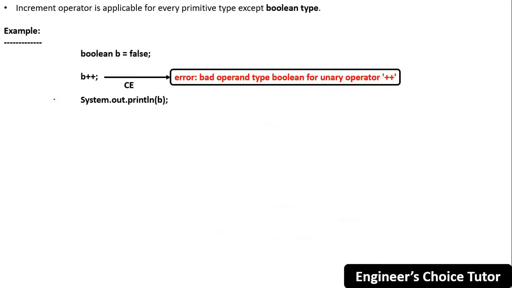The increment operator is applicable for every primitive type except the boolean type. For example, boolean b is equal to false, and if you do like this, b++, then it will give you a compile time error that bad operand type boolean for unary operator ++. Right? It is not allowed. You will get a compile time error.